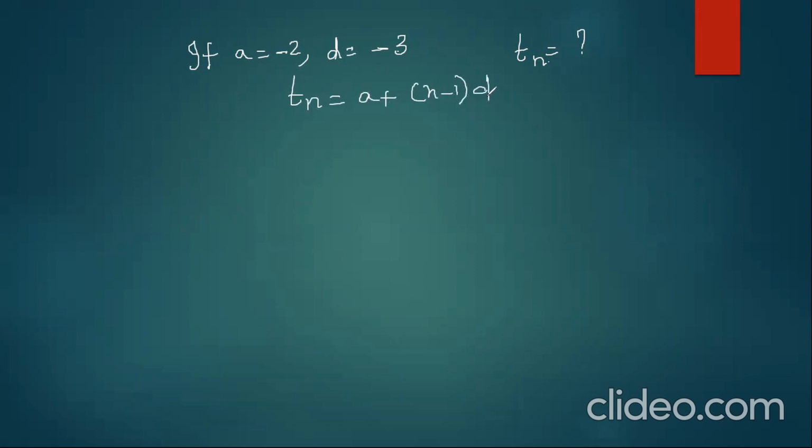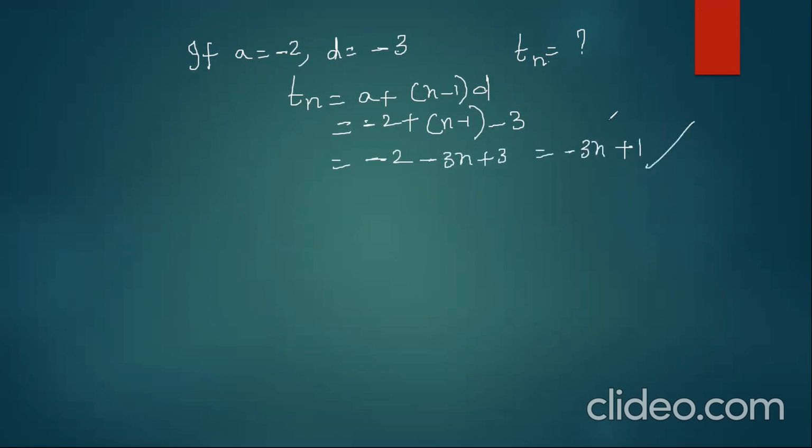How do you calculate? A is -2 plus (n minus 1) into D, which is -3. How much will you get? -2 minus 3n plus 3. So -3n plus 1. This is our Tn. Next, I'll give one more question to you.